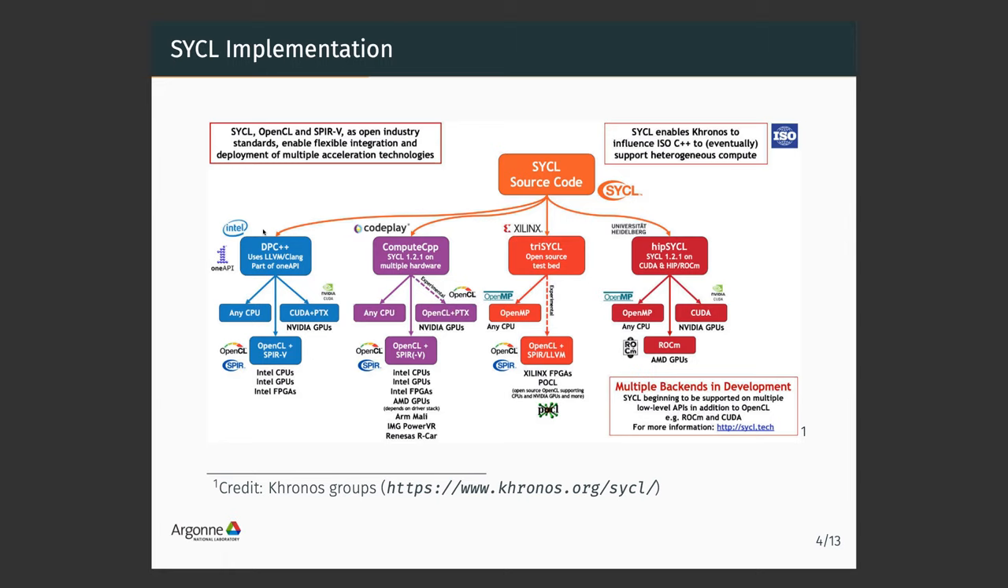And in another spec, you have hipSYCL, which is a SYCL implementation targeting HIP. So it takes SYCL and at the backend generates HIP, so you can target AMD GPUs and also NVIDIA. So this slide is just to show you that right now, SYCL is picked up by a lot of companies, Intel, Codeplay, Xilinx, and is able to target the vast majority of all the possible hardware.